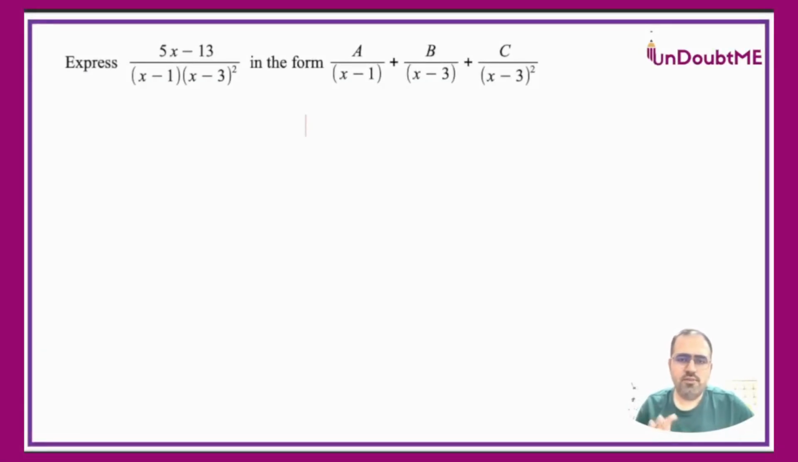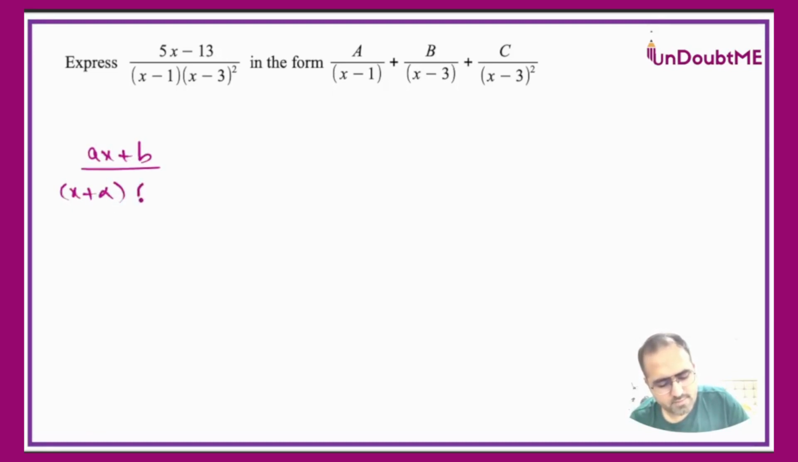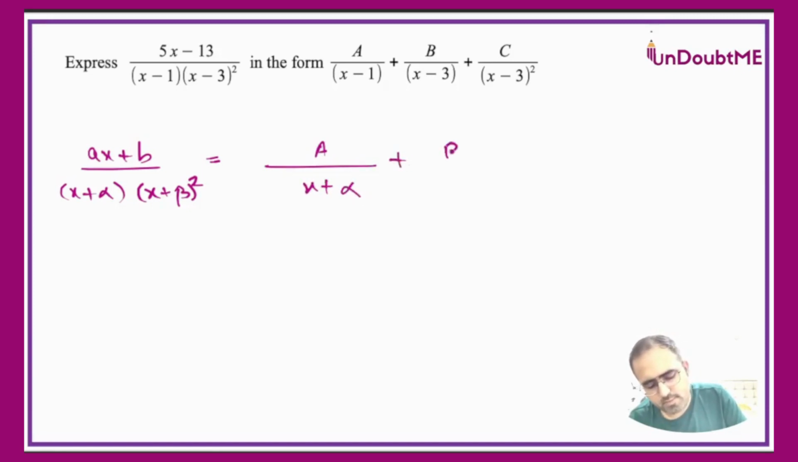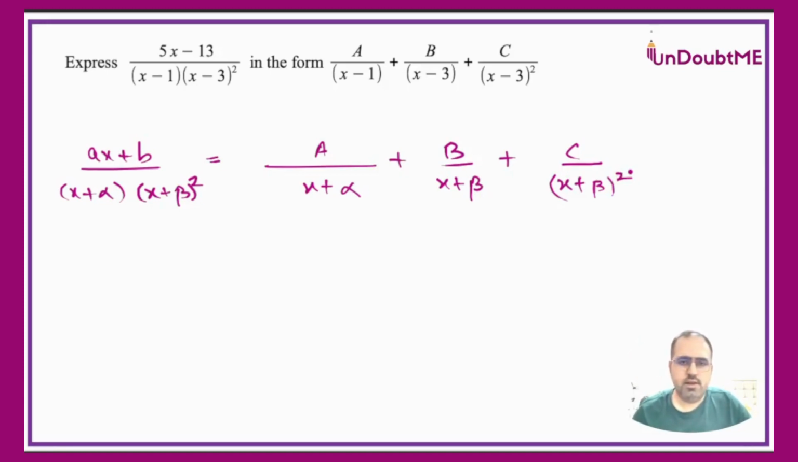So it's good that they have already given A, B, C in the question. So we don't have to think much. But in general, you can just keep it in mind that if I have (ax plus b) over (x plus alpha)(x plus beta) square, then this will be written as A over x plus alpha plus B over x plus beta plus C over (x plus beta) square. How come like this? So for that, we can always verify after getting ABC values.